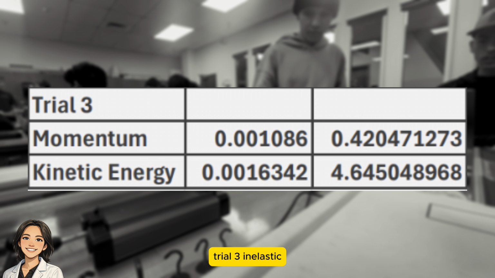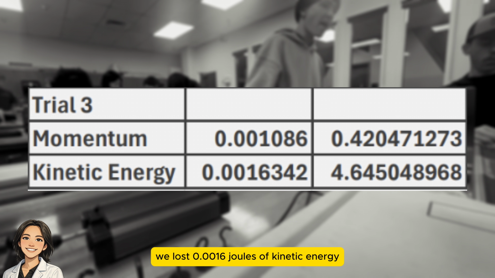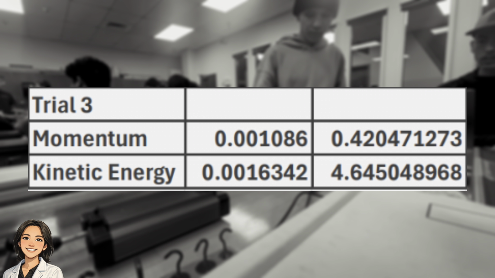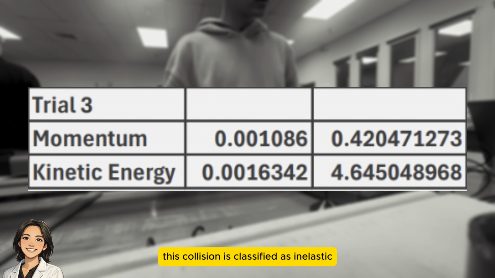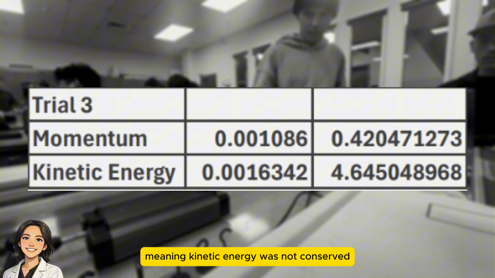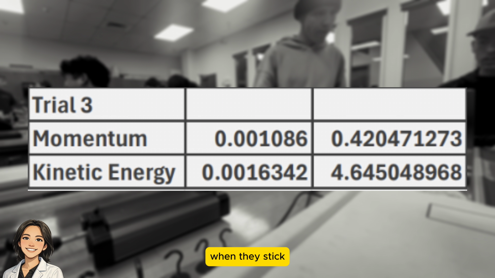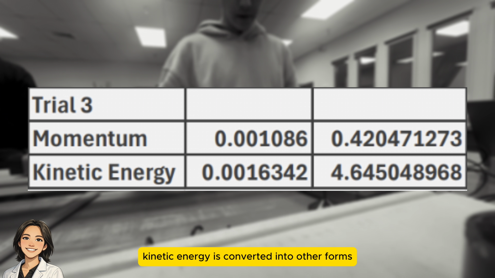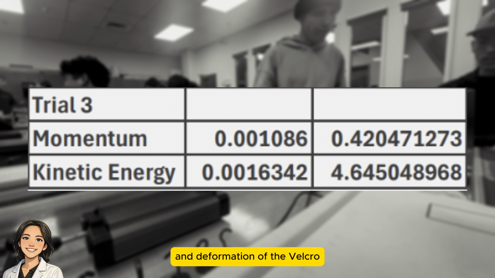Trial 3, inelastic, we lost 0.0016 joules of kinetic energy. Even though the numerical loss is small, this collision is classified as inelastic because the carts stuck together, meaning kinetic energy was not conserved. This loss is exactly what we expected when the carts stick together. When they stick, kinetic energy is converted into other forms such as sound, heat, and deformation of the Velcro.